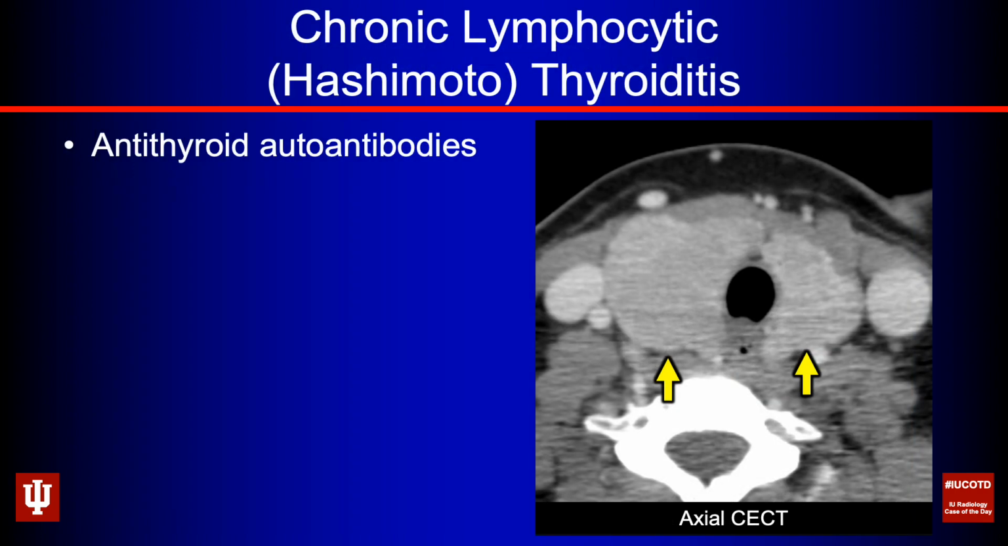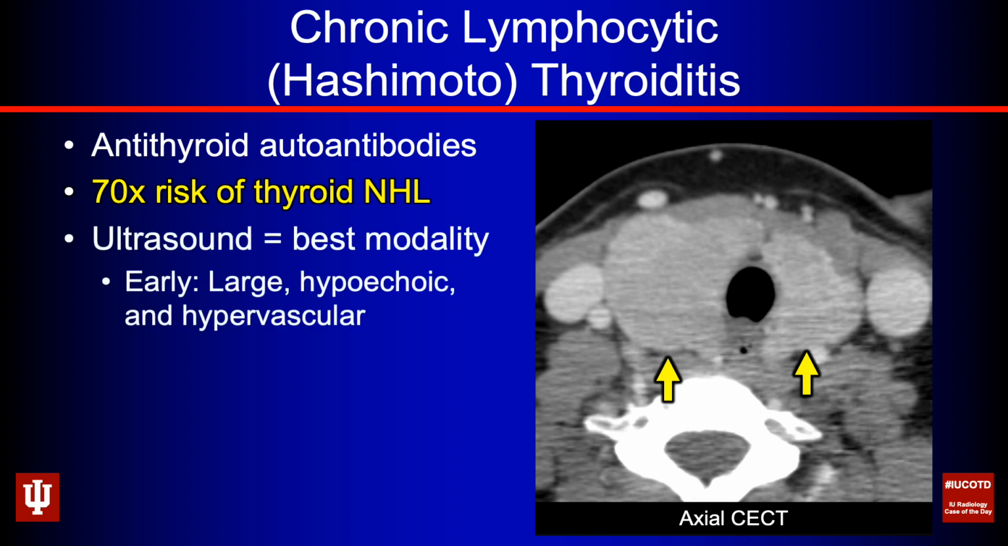I can't talk about thyroid lymphoma without talking a little bit about chronic lymphocytic or Hashimoto thyroiditis. In this disease, patients have anti-thyroid autoantibodies, and that's really how you make the diagnosis. They need to check those serological labs. But as I said before, we're talking about coexistence with non-Hodgkin lymphoma, maybe setting these patients up to a 70 times increased risk. Ultrasound is really our modality of choice here. Early on, you'll see diffuse enlargement of the thyroid, tends to be hypoechoic and hypervascular.